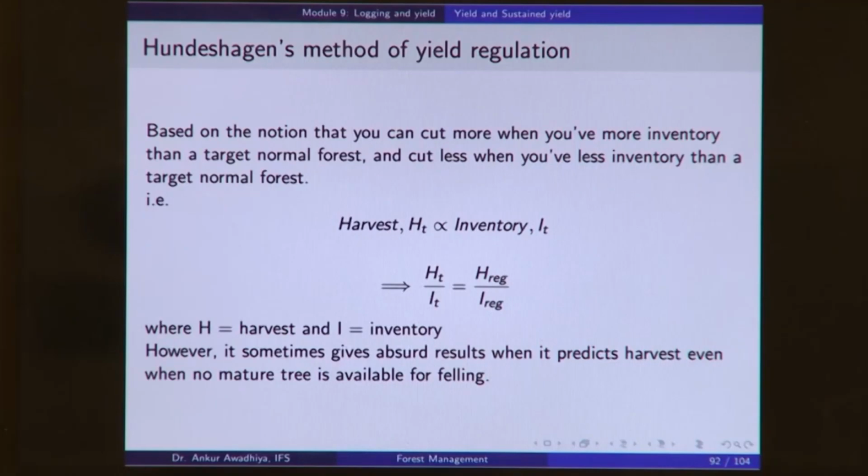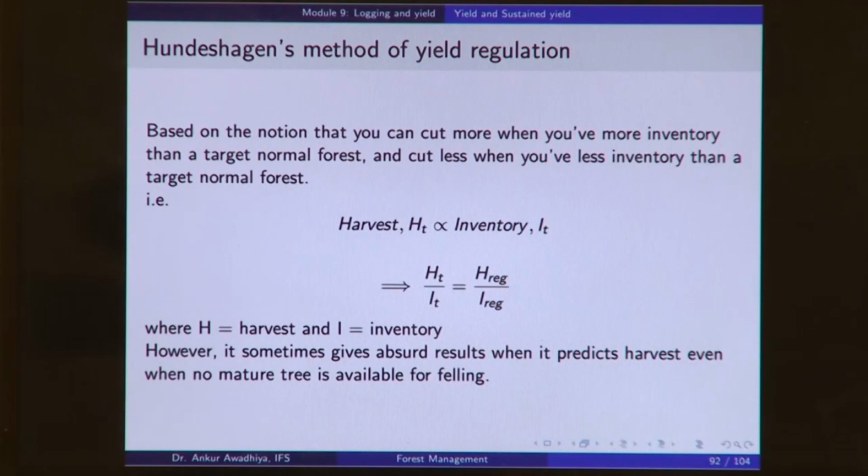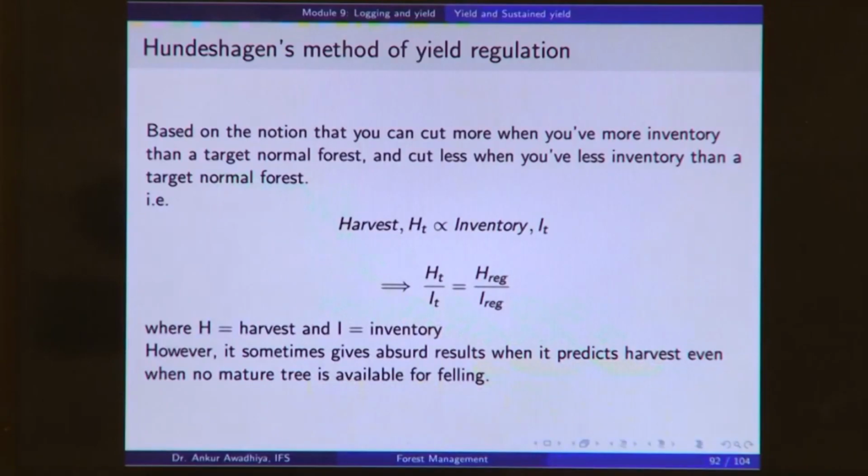and it goes on like this in perpetuity. Now, this method says that when you have more inventory, in the case of our selection forest, we are looking at inventory in different diameter classes or age classes. But in the case of the Hundeshagen method, they only talk about the total inventory, the total volume of timber that is available in your forest.